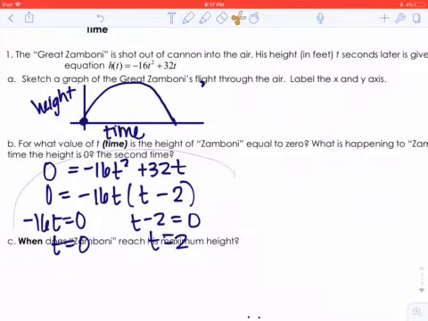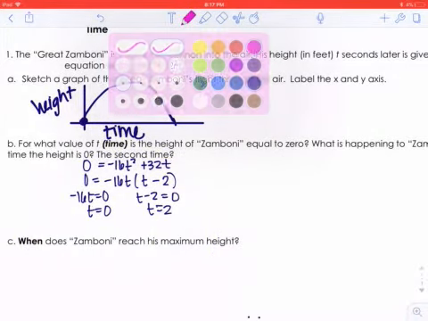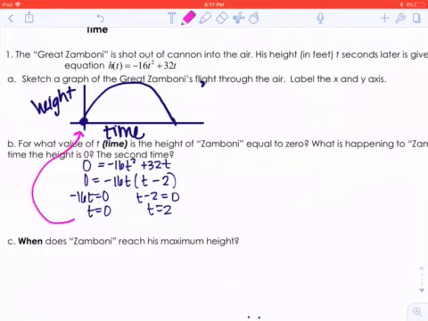So what is happening? If you take a look at our graph up here, when t is 0, that's where the Zamboni is starting. And when t is 2, that's where he's landing. These are the 2 points when our height is 0.